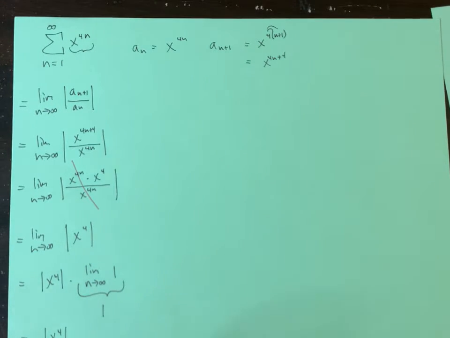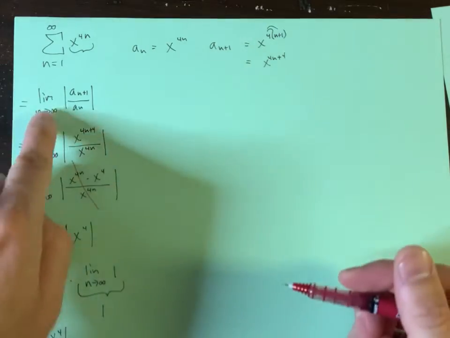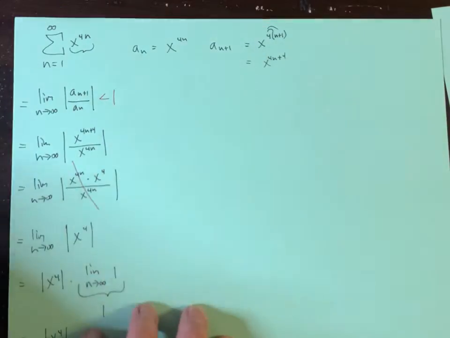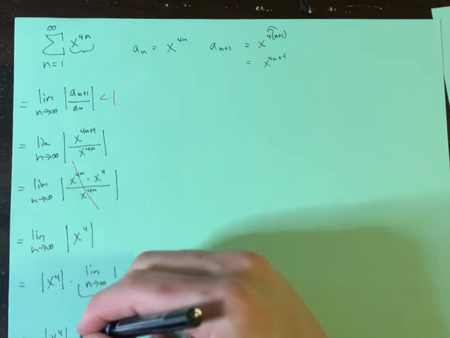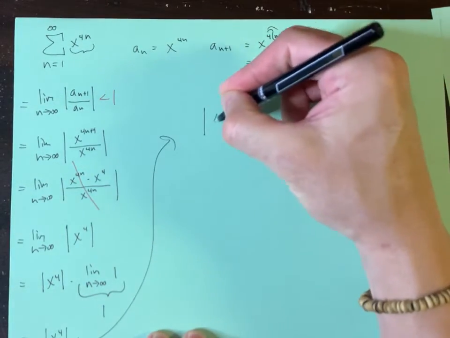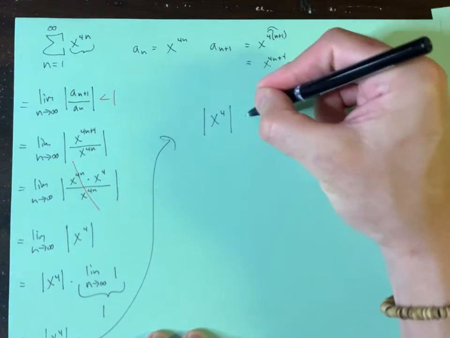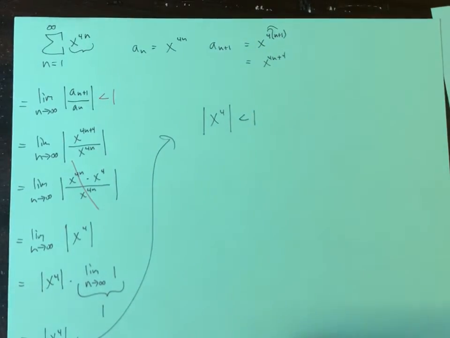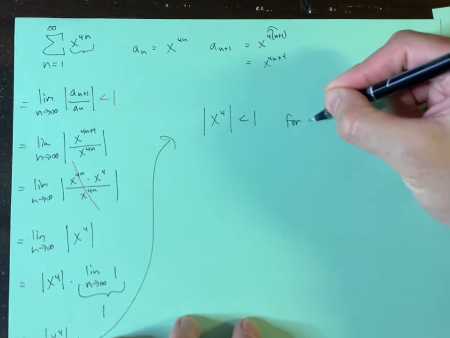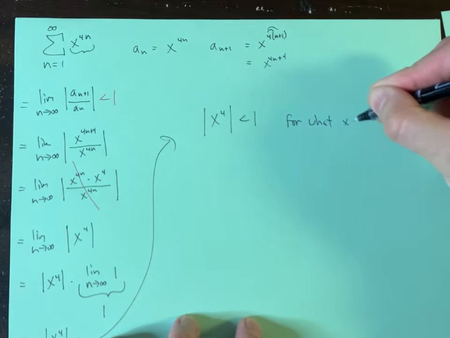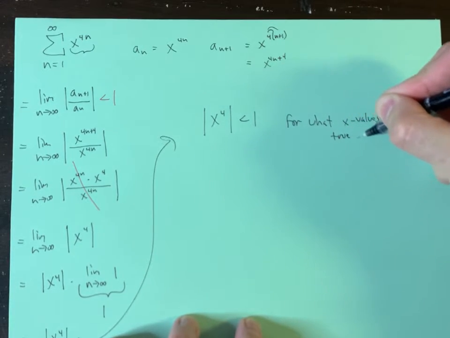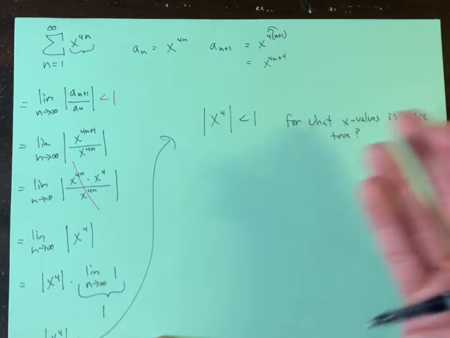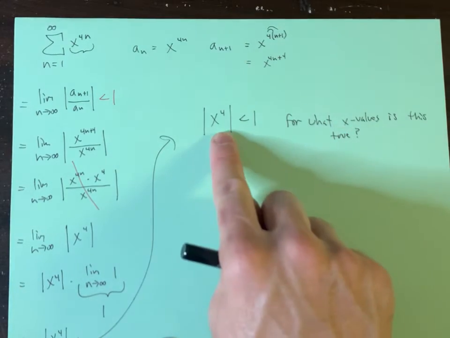Now the condition, the understanding, is that the infinite limit of this be less than 1. It has to be less than 1 for this to converge. So let's grab this up here, and we have the absolute value of x to the 4th has to be less than 1. Now the question is, for what x values is this true? That's the question we have to ask ourselves. Well, there's many ways of making that decision.